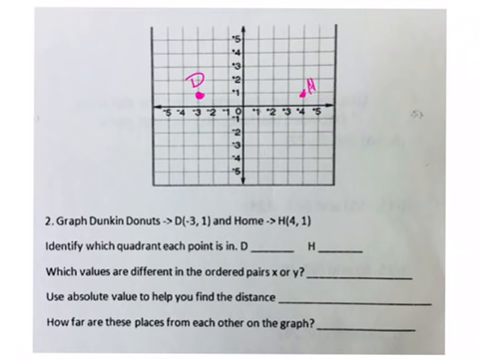So let's identify which quadrant each point is in. So D is negative, positive, which puts it in the second quadrant. So fill in 2. And your home is positive, positive, which is the first quadrant.